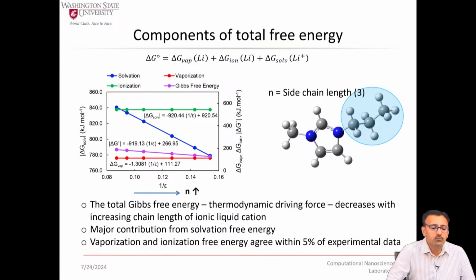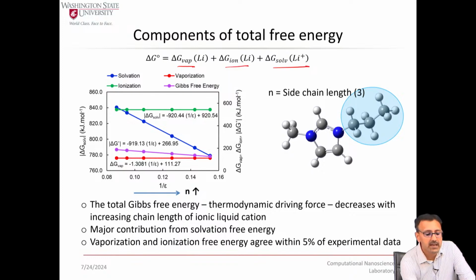So now, from all the different components of energies that we calculate from our DFT, the vaporization energy, the ionization energy, and the solvation energy, we add all of them up to get the total free energy for this reaction to happen, which is represented by this pink line here. So this shows you the free energy for this reaction to proceed. Now, what do we find here? The magnitude of the free energy drops as we go from the left to the right.